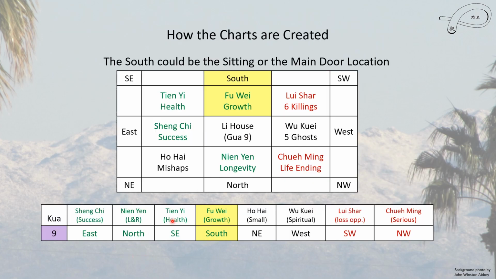Now, I did want to show you this. This is a Li house. It's Gua number 9. If you're a Kwa number 9, you will see that all this lines up. Success is in the east. Longevity, which is love and relationships, it's the same type of deal, is in the north. Health is in the southeast. Growth is in the south. And then you have all the rest. You can just look at that. So there is consistency here. And this is actually how your personal Kwa, how your personal 8 mansions directions are determined. Not sectors, but directions.